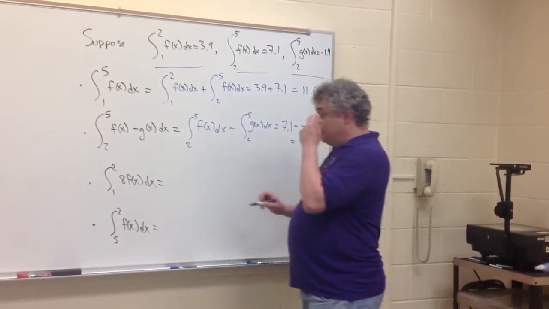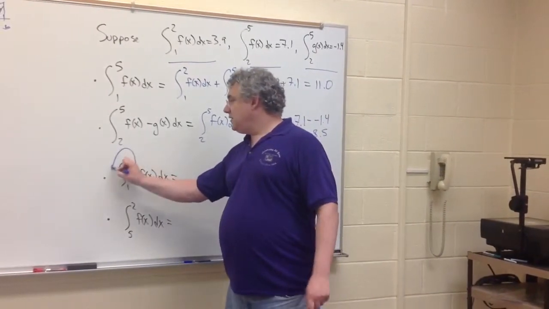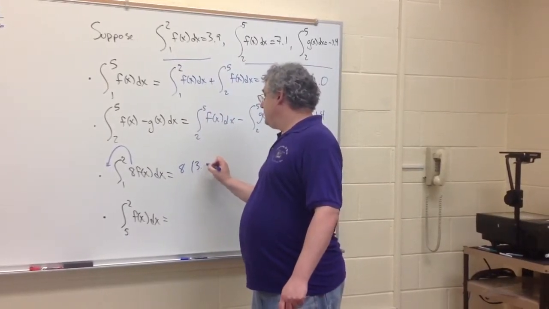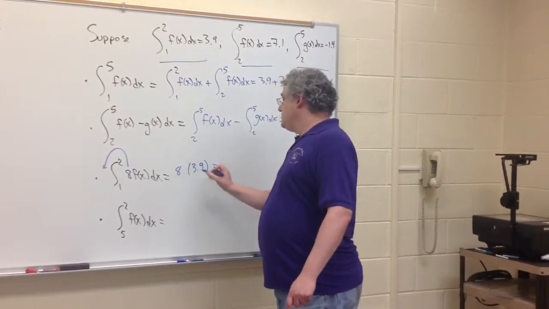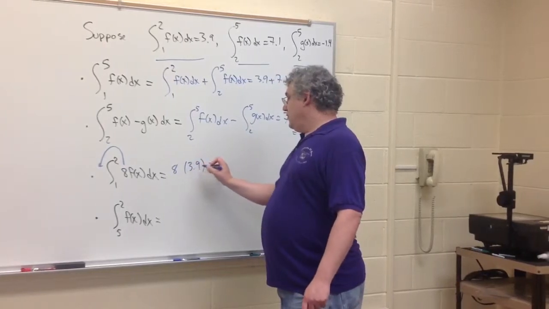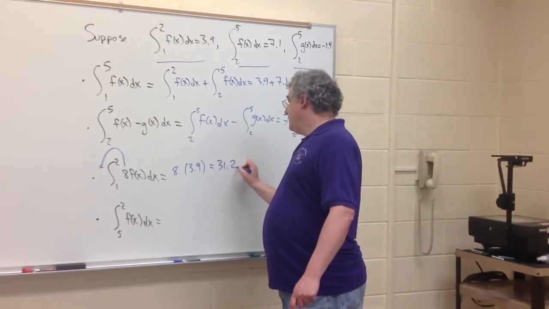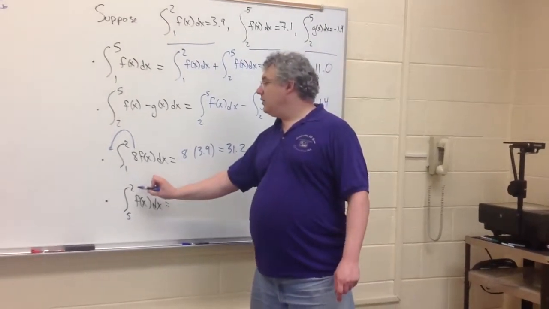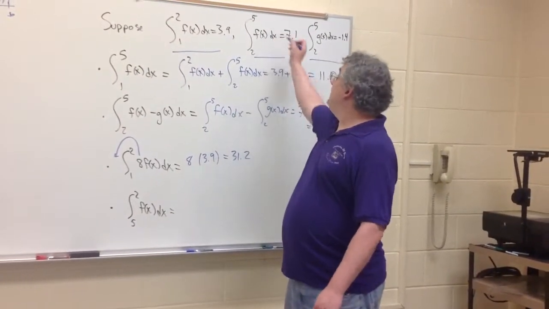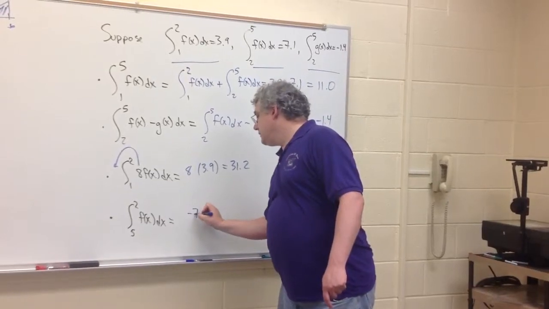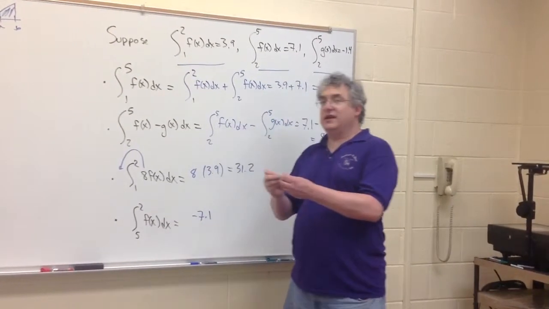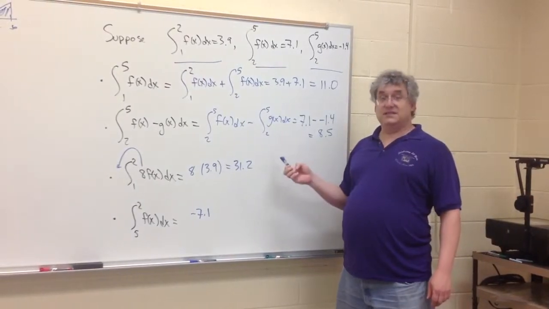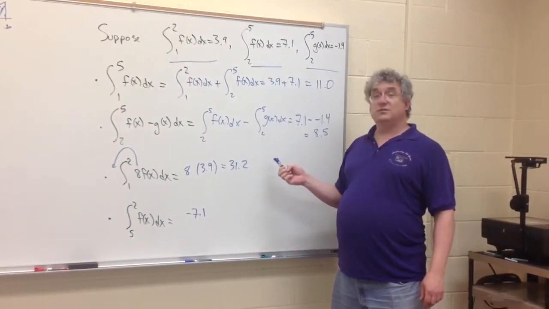The next one, I can pull this 8 out of here, and I get 8 times that 3.9. So what's that? 24 plus that is 31.2. And the last one, from 5 to 2, is going to be the same as from 2 to 5, but with a minus sign. Hopefully, doing this is not so bad to you. And it makes sense. And then you can do some problems on your own.